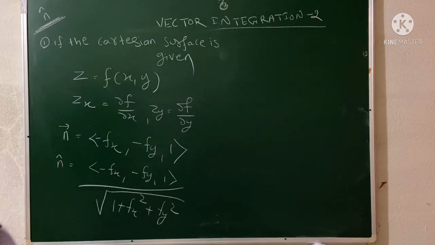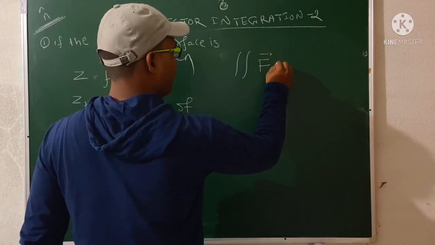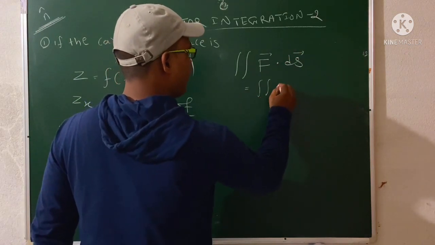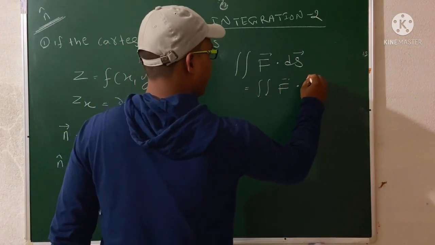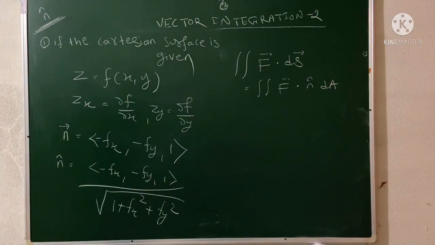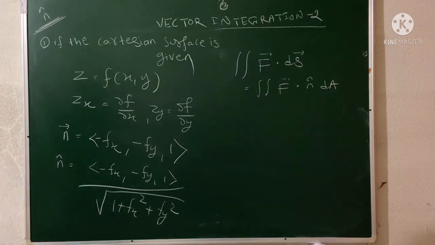Then what is the dA? Because when we integrate a vector field, we need the dS. So what is the dS? The f vector dot n cap into dA. So this is the thing, f vector dot n cap into dA. So your n cap is minus f_x, minus f_y, 1, over root of 1 plus f_x square plus f_y square, into dA. So this is the important thing, you have to remember.